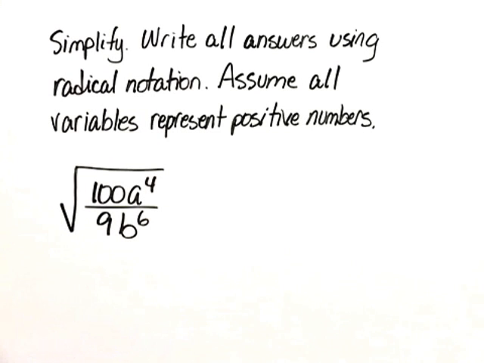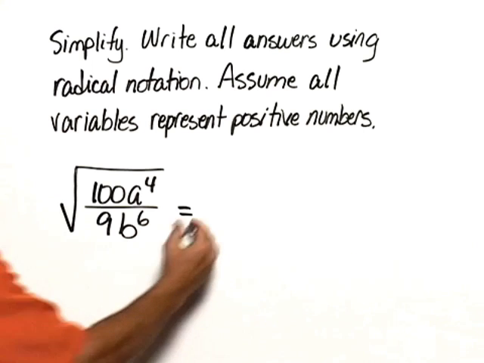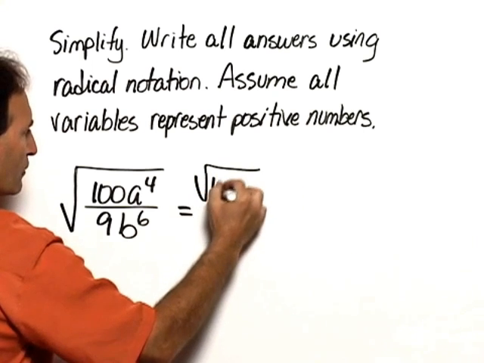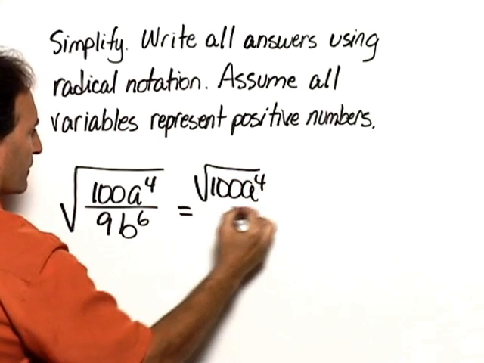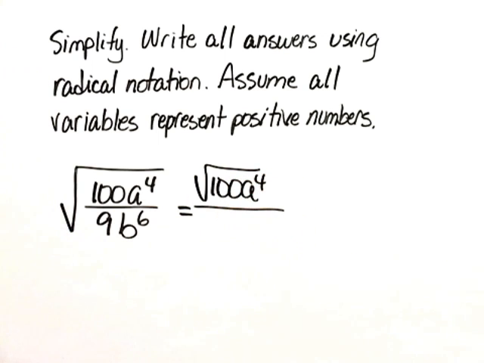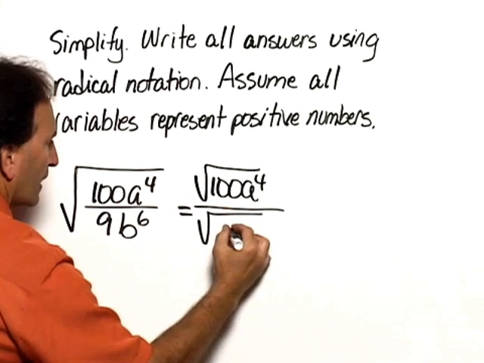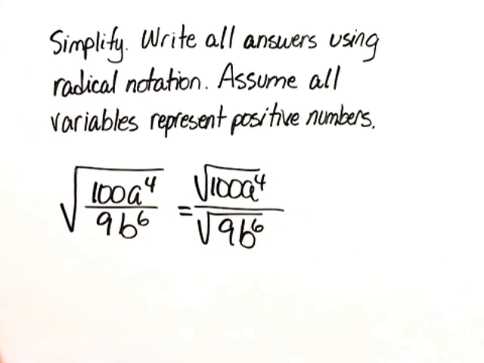Simplify. Write all answers using radical notation. Assume all variables represent positive numbers. The square root of the quotient 100a to the fourth divided by 9b to the sixth. We'll begin this by rewriting this as the quotient of two radicals. That is, the square root of 100a to the fourth divided by the square root of 9b to the sixth.